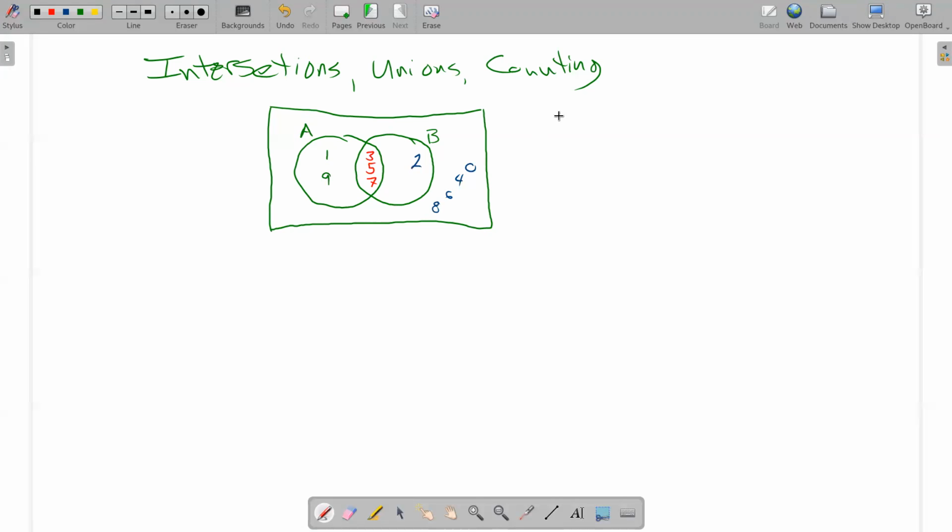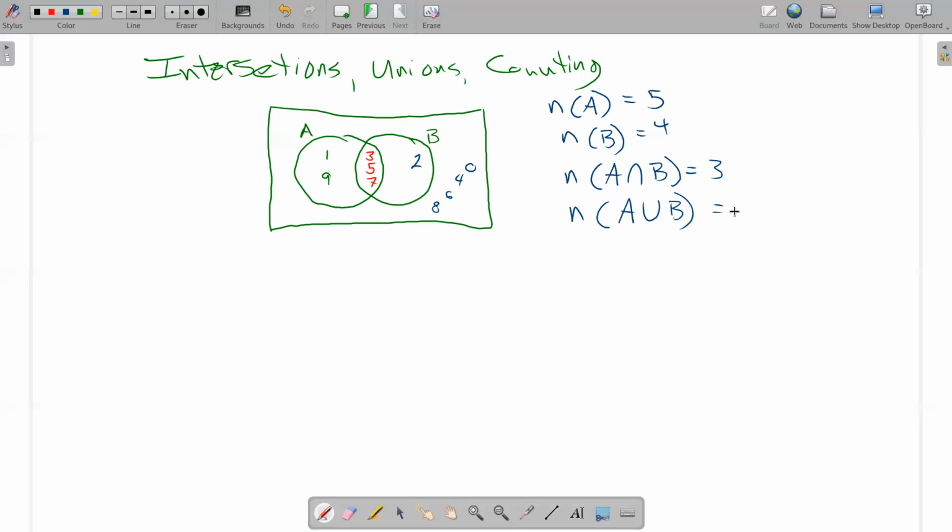And just some things to keep in mind. The number of elements in set A, that's called its cardinality. There are 5 elements in set A. The number of elements in set B, in this case, there are 4 elements in set B. If we look at the intersection of A and B, we can see in the picture there are 3 of them. And when I look at the union, A union B, I have 1, 2, 3, 4, 5, 6.